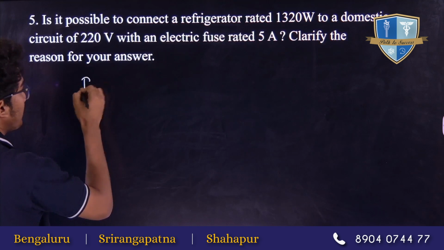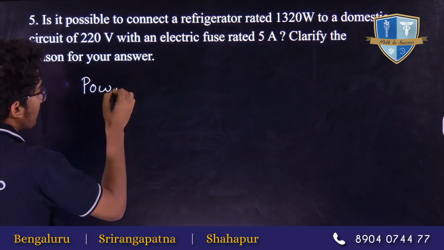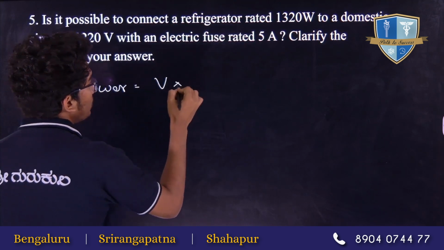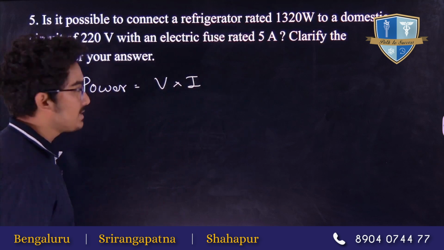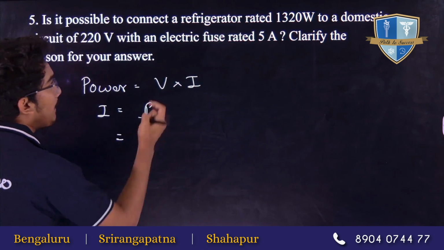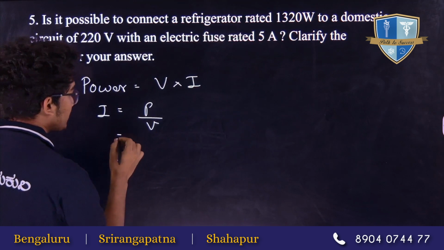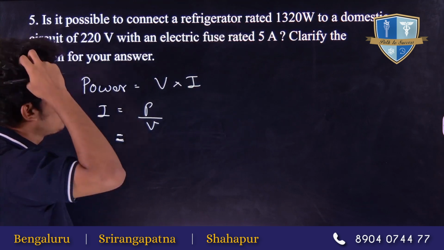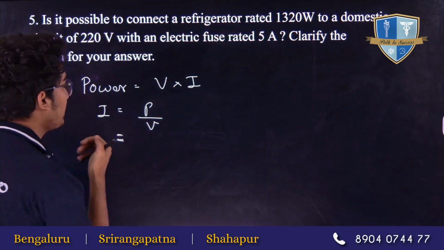One formula we know is that power is equal to V into I, where V is voltage and I is current. So current will be power divided by voltage. Now power is given, voltage is given. So let's find how much current this refrigerator will take when it is connected in a domestic circuit.